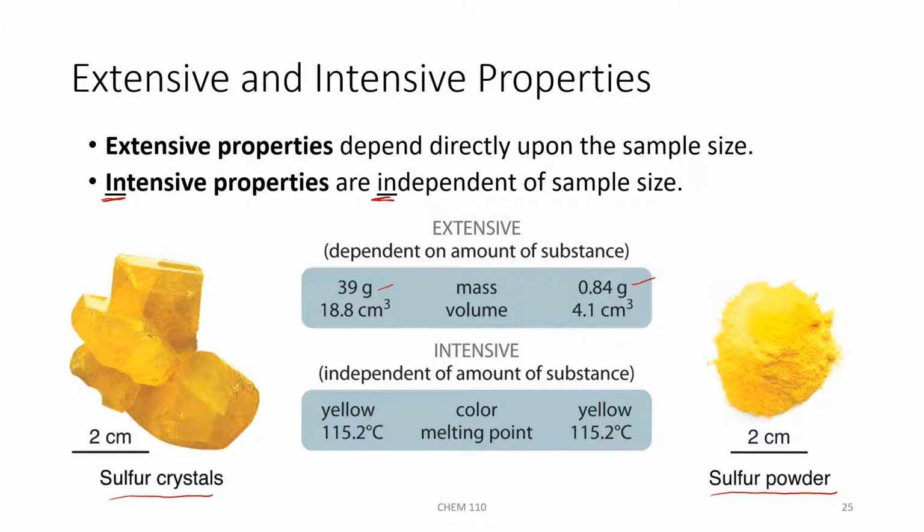Intensive properties are something like the color. No matter how many sulfur crystals we have, the color is still yellow. And because it's sulfur, no matter if it's in a powder form or in a crystal form, or if we have 39 grams or if we have 0.84 grams, it's going to still have the same melting point of 115 degrees Celsius. That's an example of an intensive property. It's independent of the amount of the substance that's present.